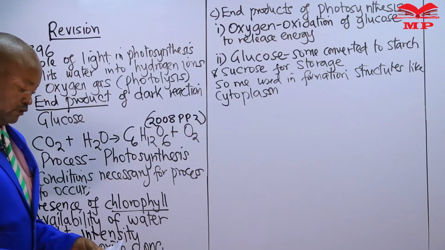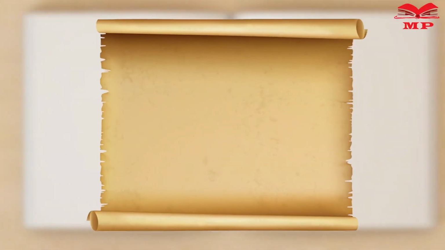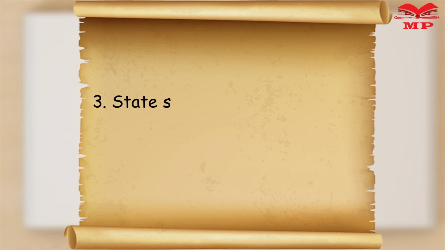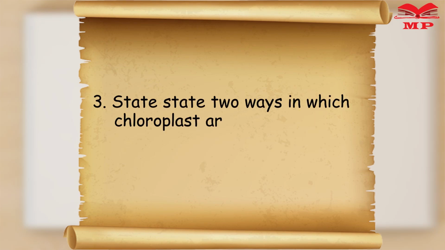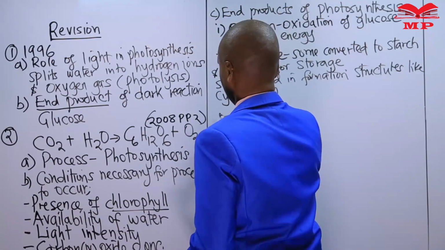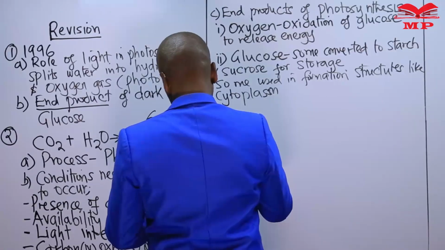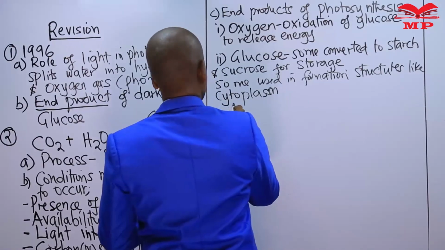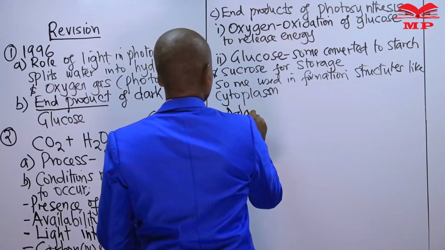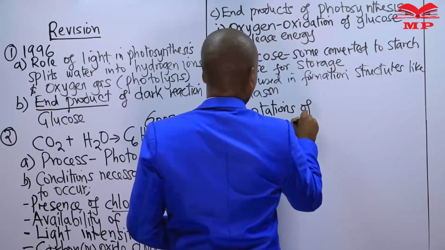Then we have question number 3, which is similar to the other questions that we did earlier on, and this question is bordering on adaptation. So here the learner was supposed to state 2 ways in which chloroplasts are adapted to their function. This question requires the learner to give adaptations of chloroplasts.